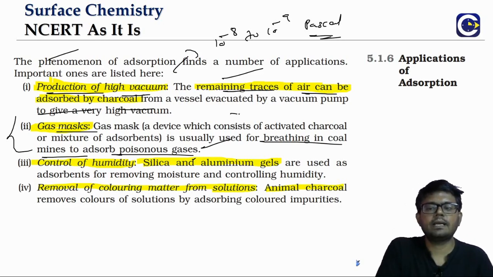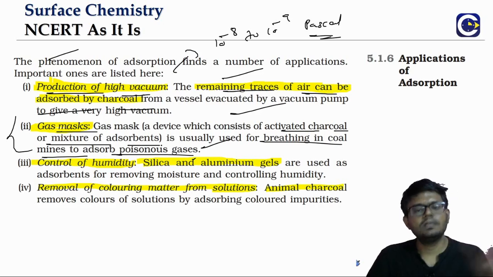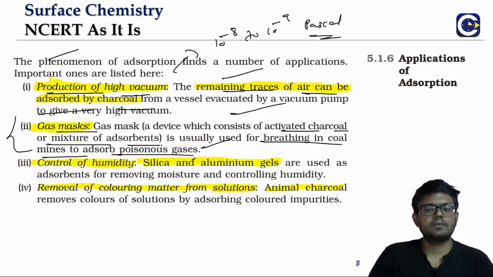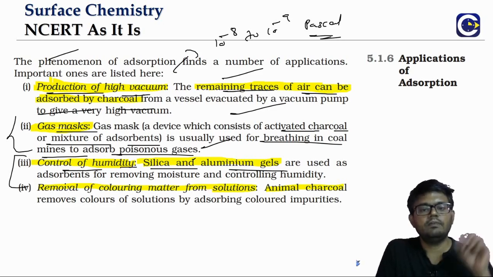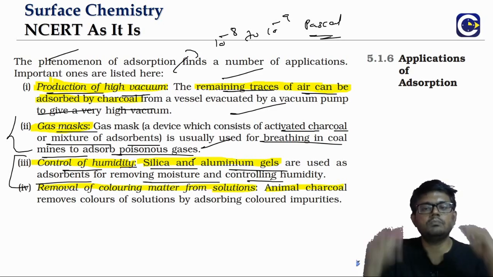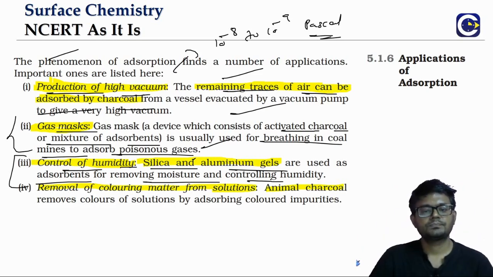So the gas mask will be containing what? Activated charcoal, and in some cases they can have a mixture of different types of adsorbents suiting the requirement. Even if you want to control the humidity, this also we have mentioned before. Silica or alumina gel, right? They will be able to absorb the moisture, and they can control the humidity levels in a particular closed environment.